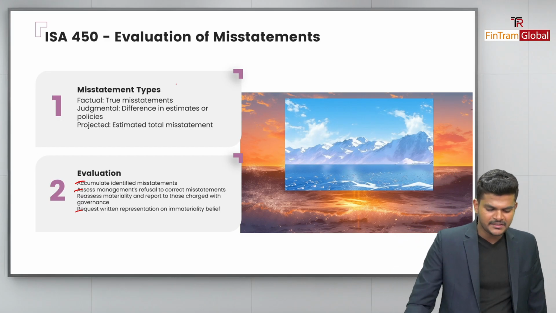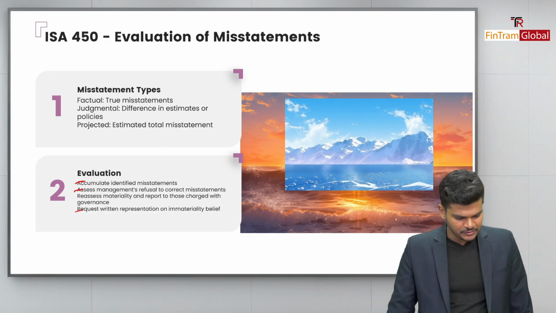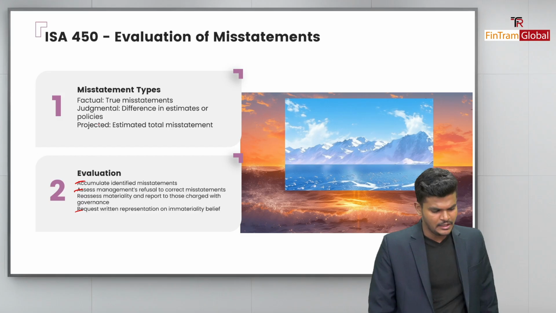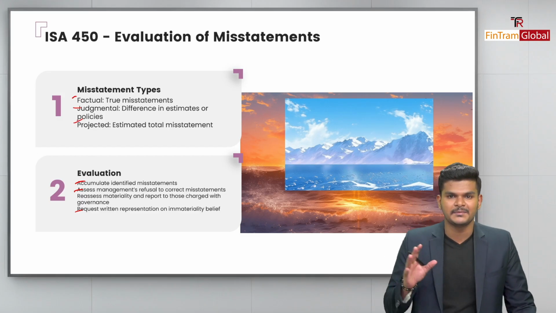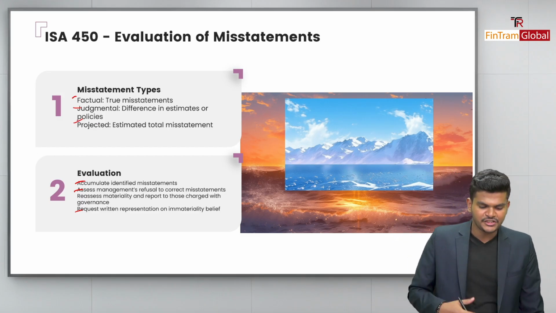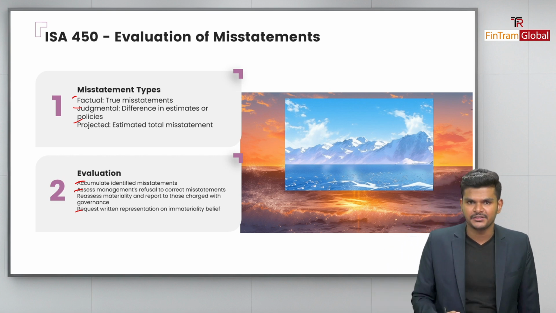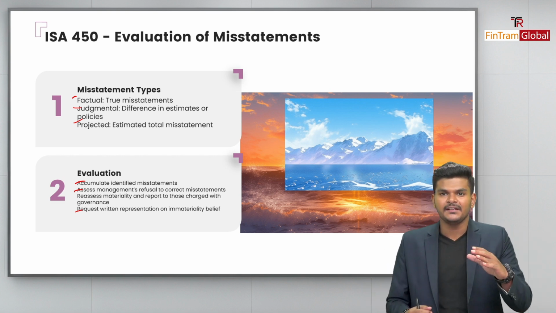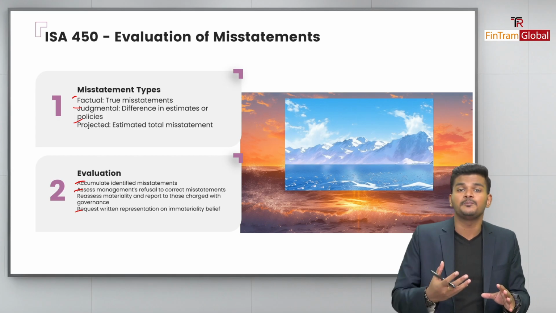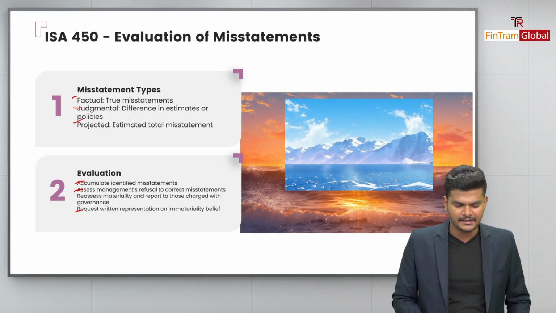And then, of course, there are types of misstatements as well: factual, judgmental, as well as projected. What does factual mean? There's no doubt that it is a misstatement. That's basically the idea. And judgmental means that it's primarily in relation to estimates or calculated figures by the management, because according to their judgment it might be right, and according to the auditor's estimate it may not be right. So that's that kind of issue.